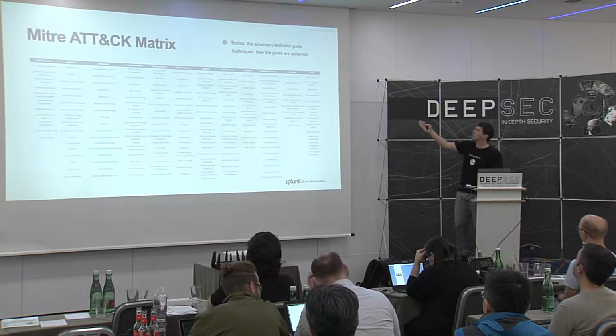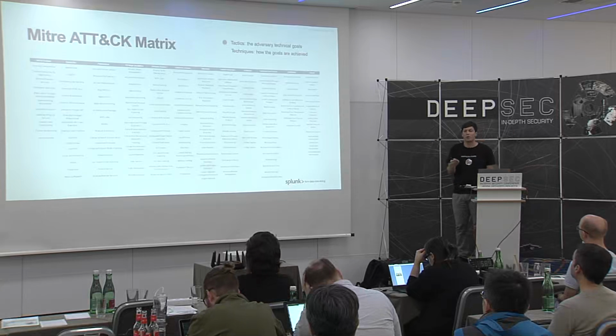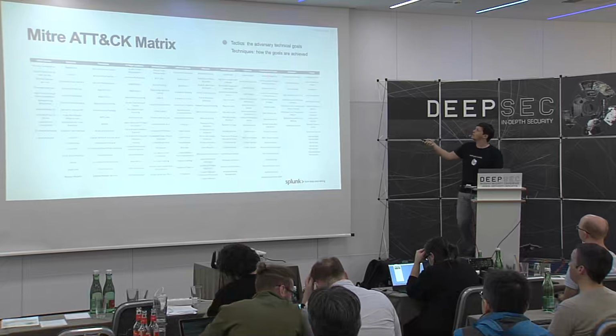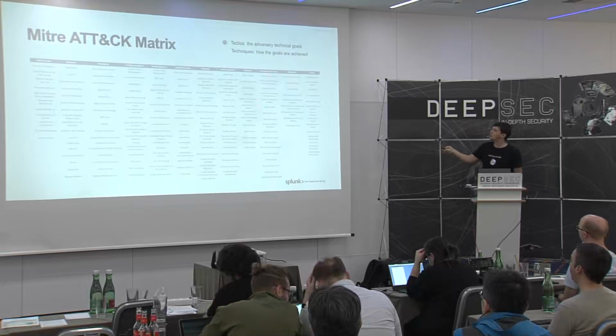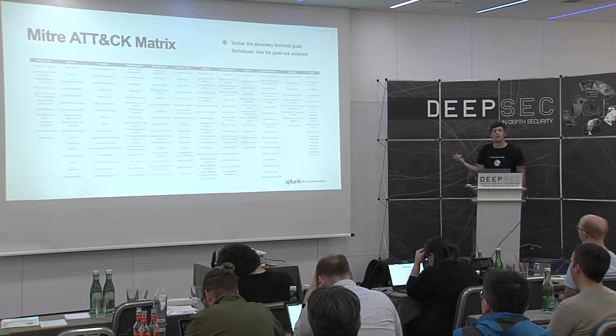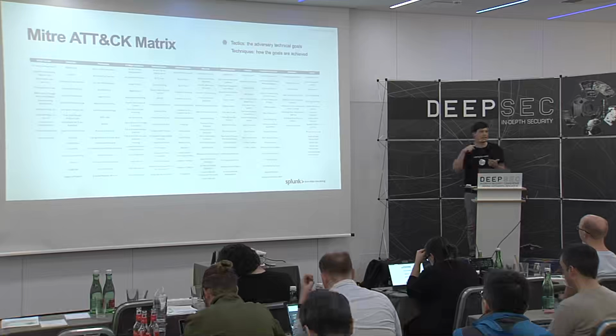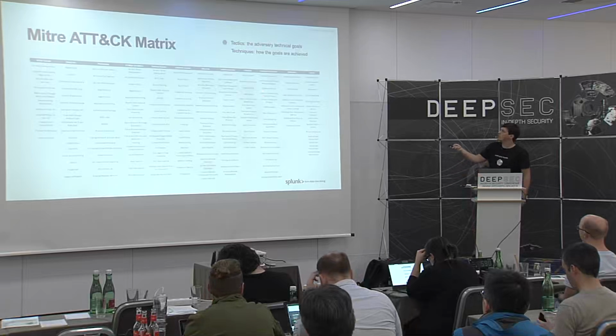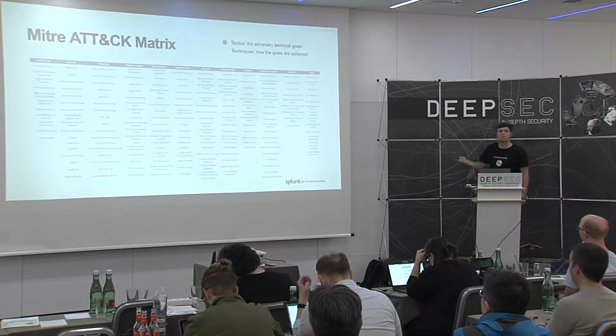For example, let's stay with the example command and control, which is here. He can now use different possibilities to achieve that. He can use commonly used ports, which is HTTP, HTTPS, DNS, or he can use a proxy. There are a lot of different possibilities.